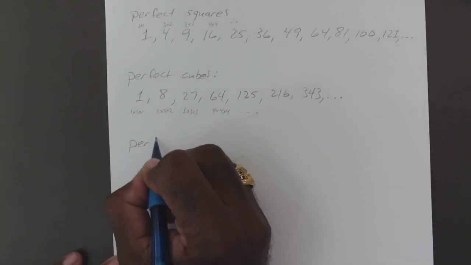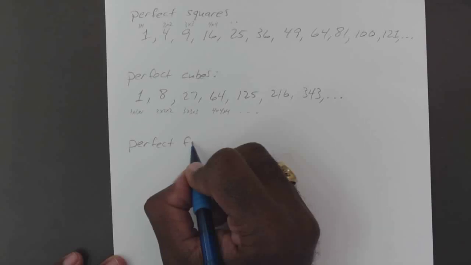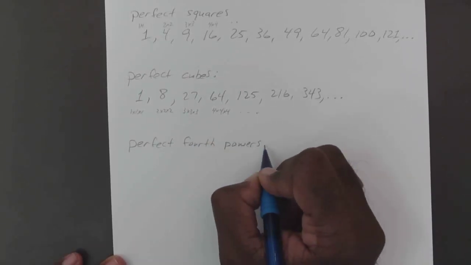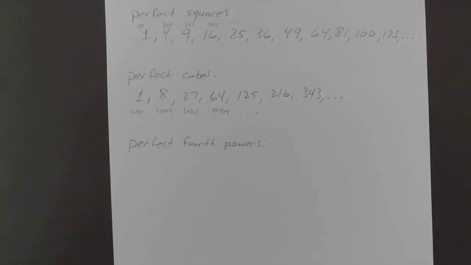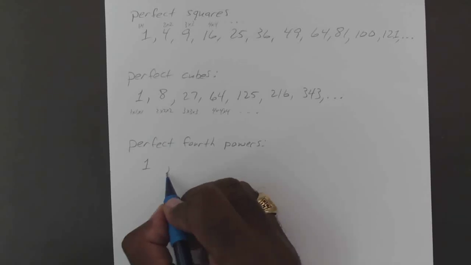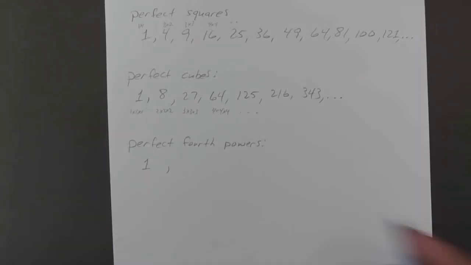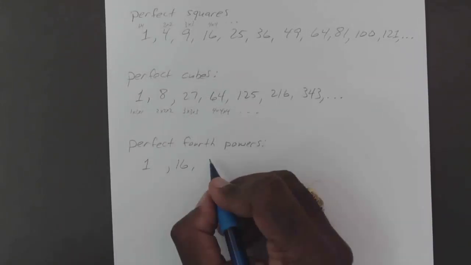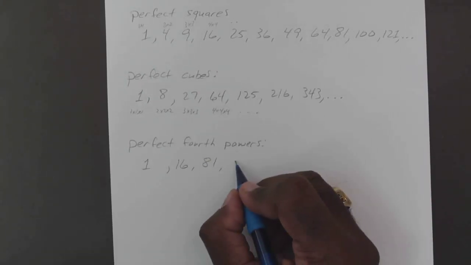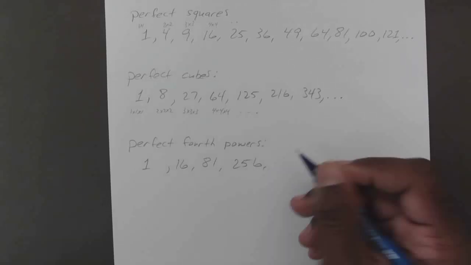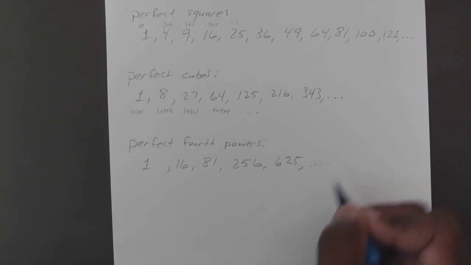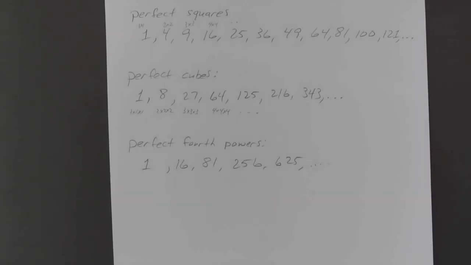Let's say you have your perfect fourth powers. Okay, so 1 times 1 times 1 times 1, and we're only going to go so far on that one because it builds up really quickly. And 2 times 2 times 2 times 2 is 16. 3 times itself 4 times is 81. 4 times itself 4 times is 256. 5 times itself 4 times is 625, and it builds up really fast.